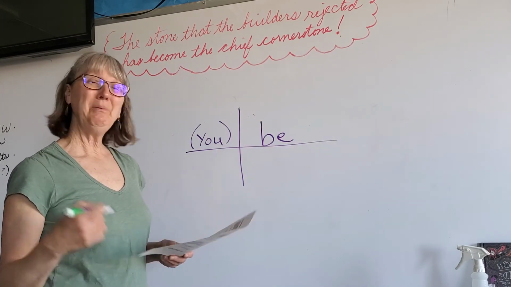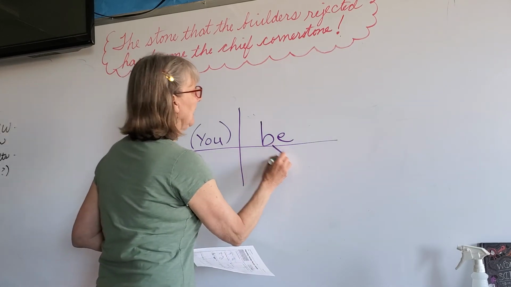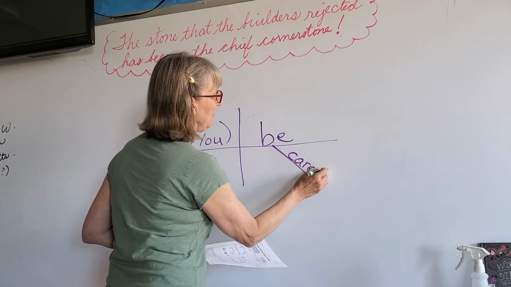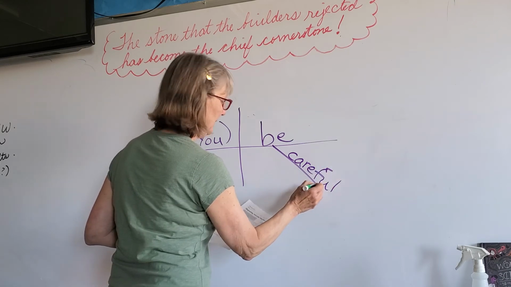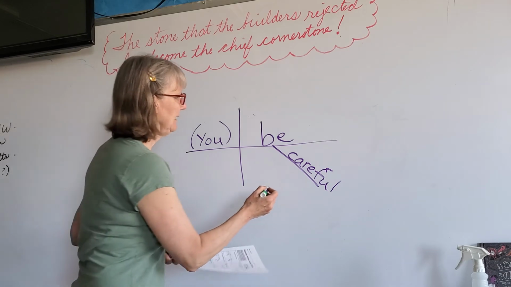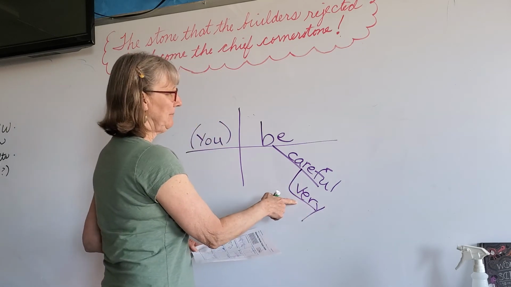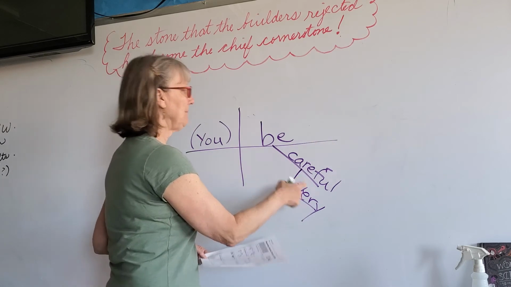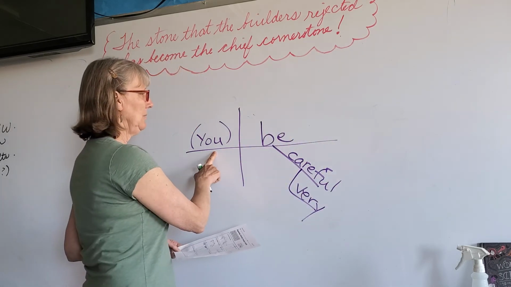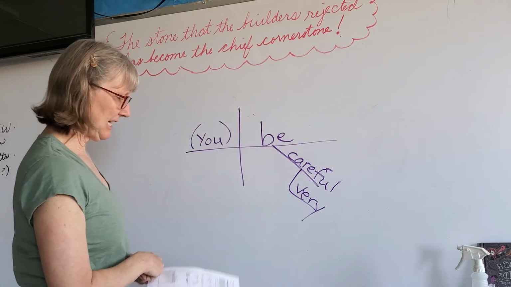You be. Be what? How do you want to be? You want to be careful. Careful is an adverb that modifies be, but not just careful. What does the sentence say? Very careful. So very is an adverb that modifies the adverb careful that modifies the verb be. You be careful. You be very careful. But the sentence is actually be very careful.